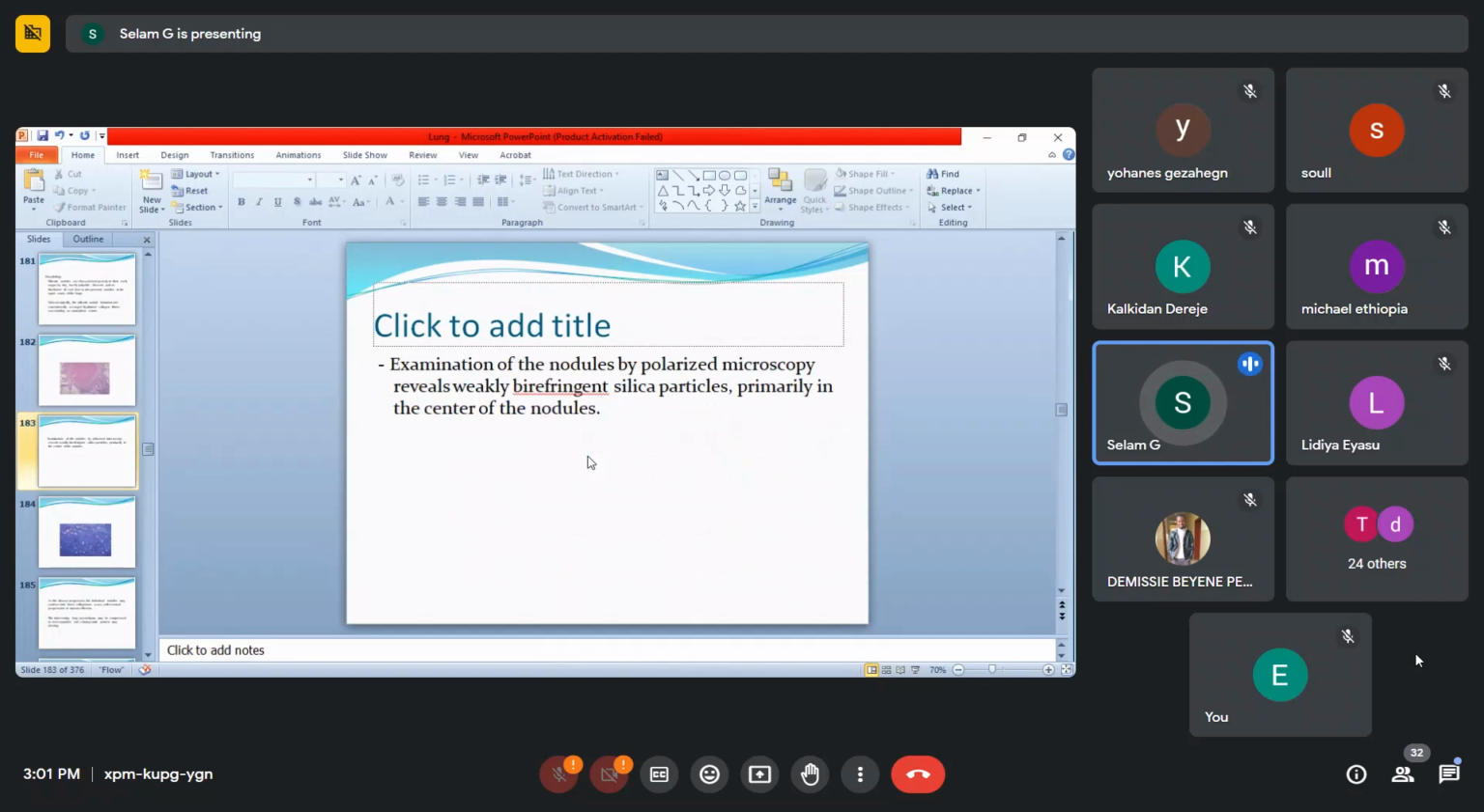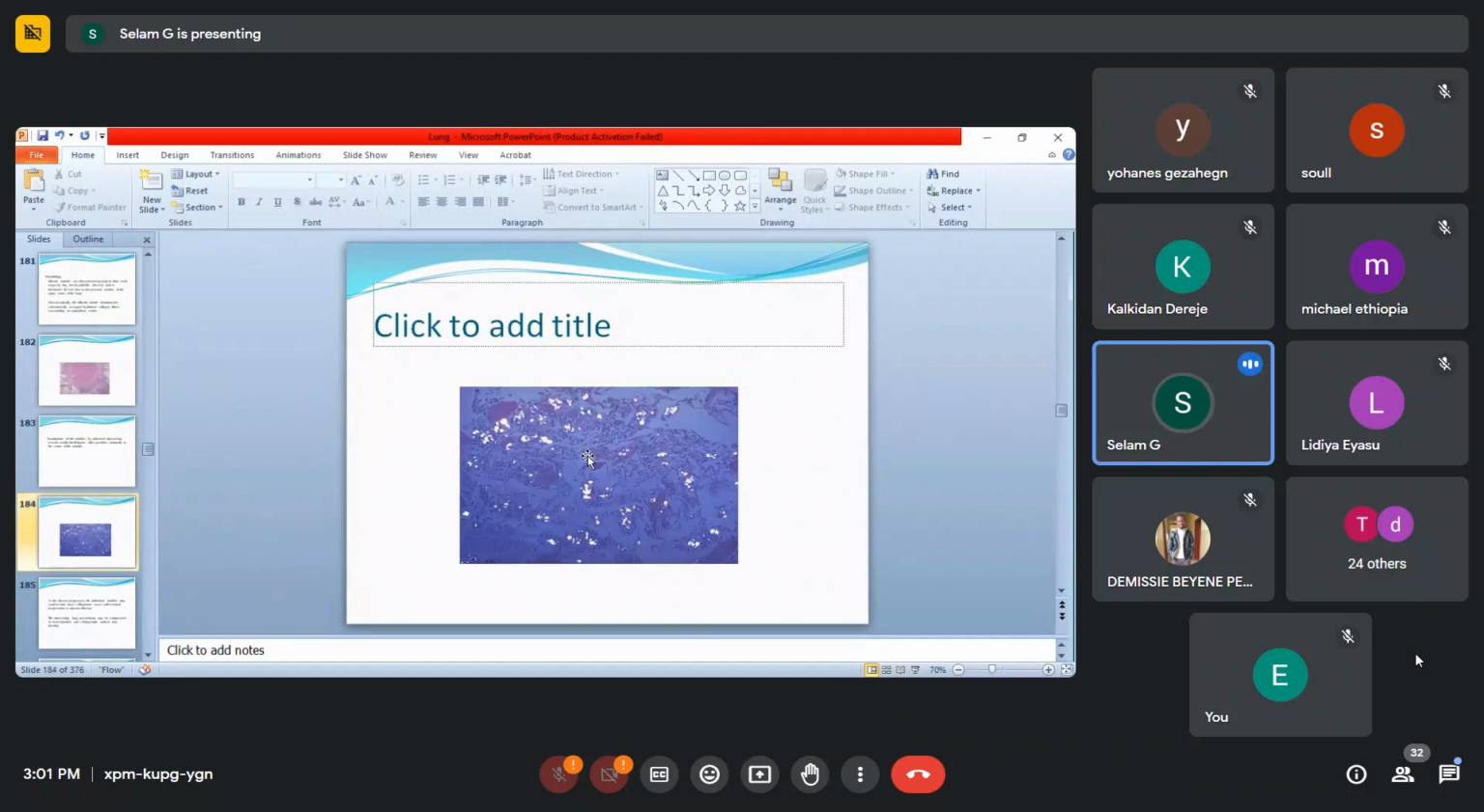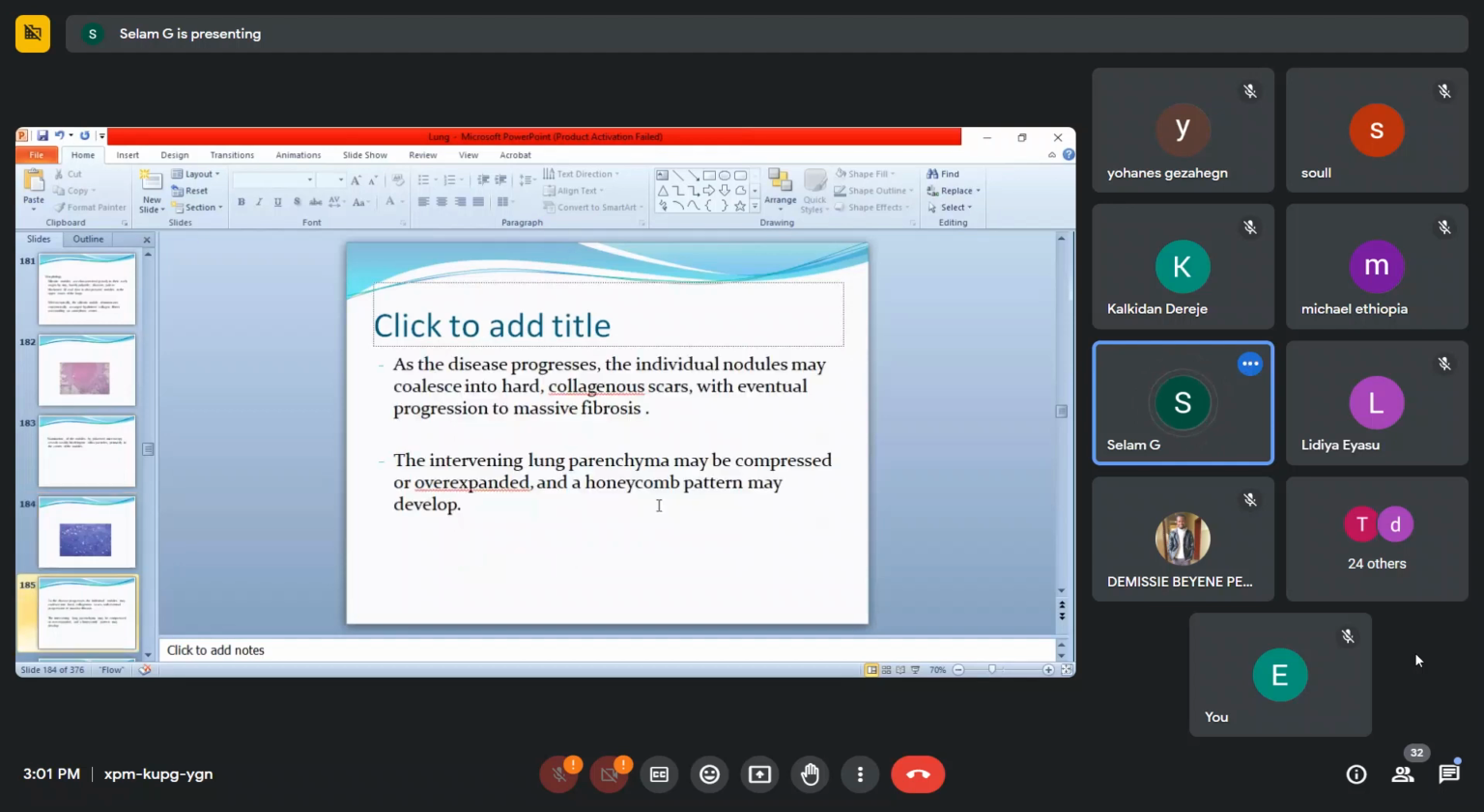Examination of the nodules by polarized microscopy, a microscope that helps you see foreign materials, reveals weakly birefringent silica particles, primarily in the center of the nodule, like this. When you see it through polarized microscopy, you see the silica as this bright content in the tissue. So this is silica as viewed by polarized microscopy.